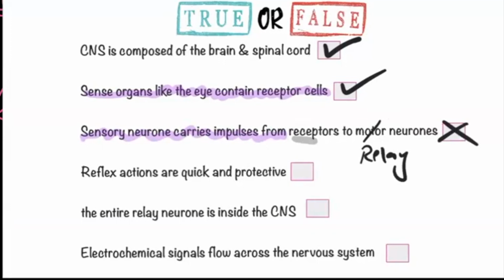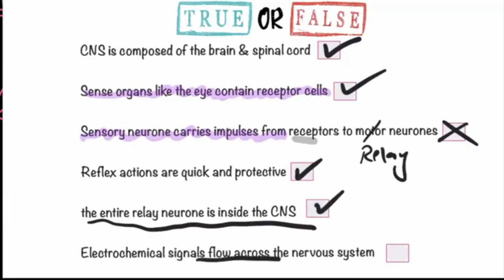Reflex actions are quick and protective, right? Does that sound true or false? This is actually true, because that's what a reflex action is all about: doing a quick action to protect you from any possible danger. Then they said the entire relay is inside the CNS. So the relay neuron is found entirely inside your spinal cord or inside your brain. Again, it's true.